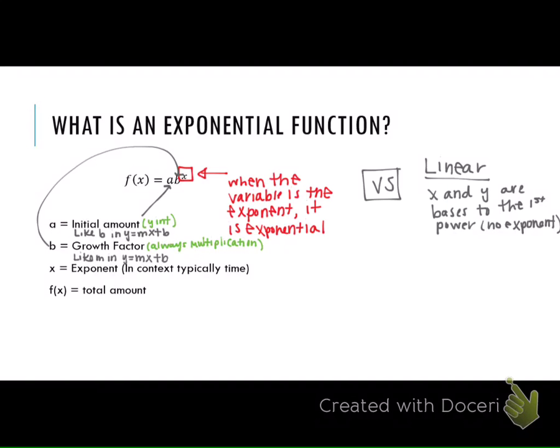X is just your exponent, which typically is over time. It might be over a few days, a few weeks, a few months, a few years, but that's typically what it is in context. And f of x is your total amount. So that same concept of y equals mx plus b applies to this, but it's just a different form. It makes an exponential function, and we'll see what those look like. All right, so go ahead and get that stuff copied down, and then we'll look. Please ask questions if you have questions.